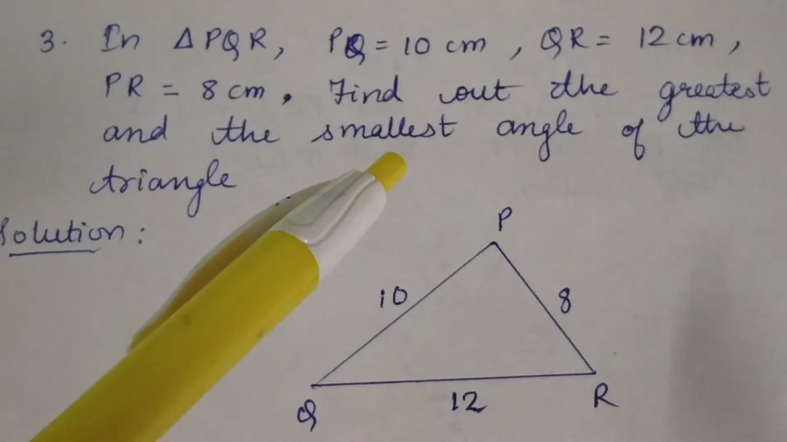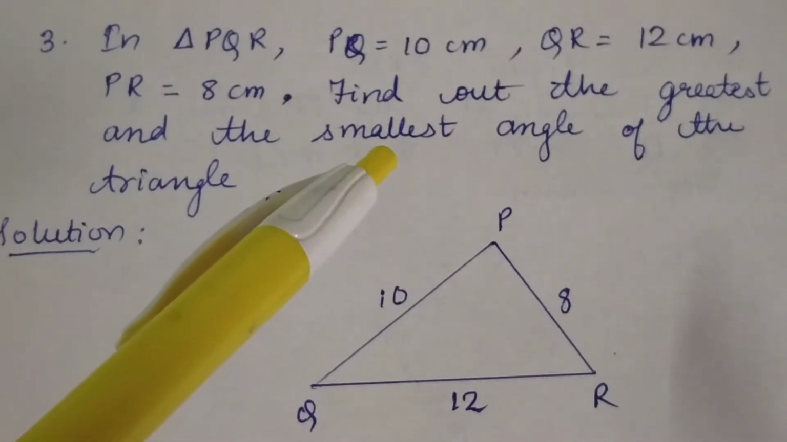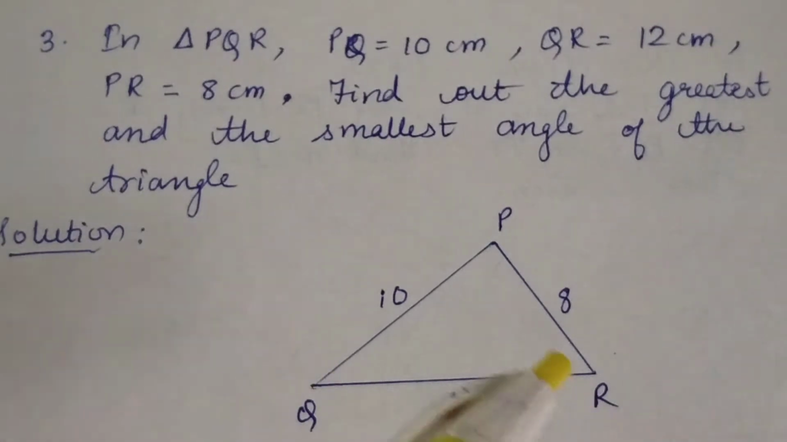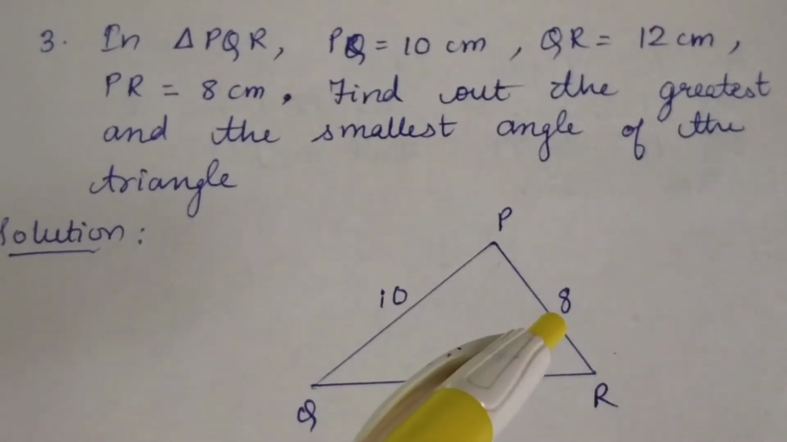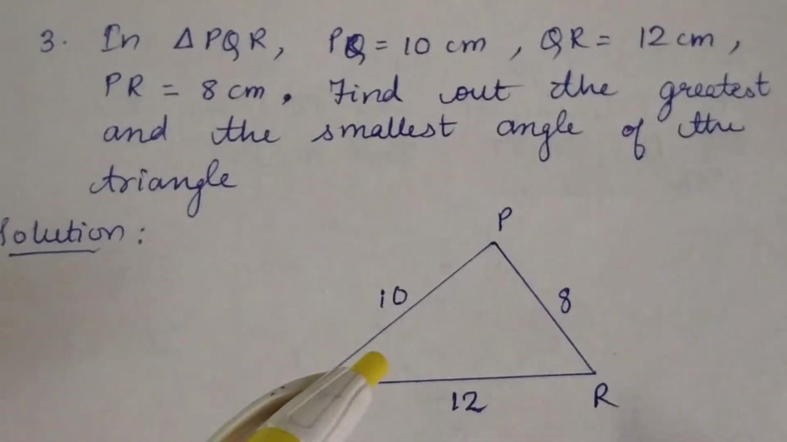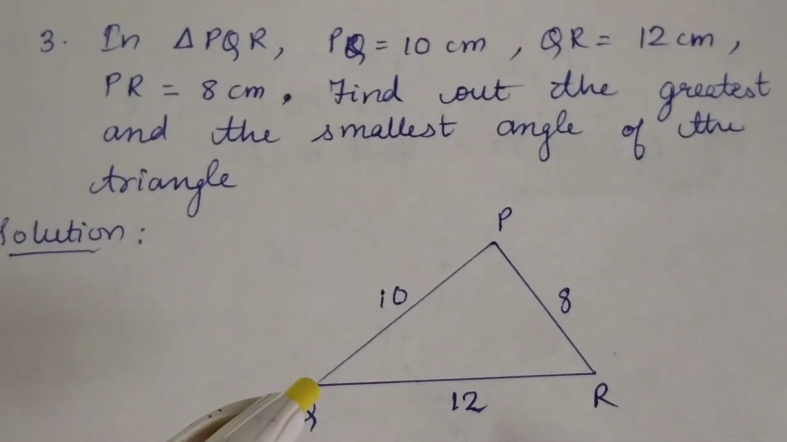And if you want to find the smallest angle, search for the smallest side. Here the smallest side is PR, which is 8 centimeter. So the angle opposite to the smallest side will be the smallest angle. So here Q is going to be the smallest angle. Let us see how we are going to write this down.